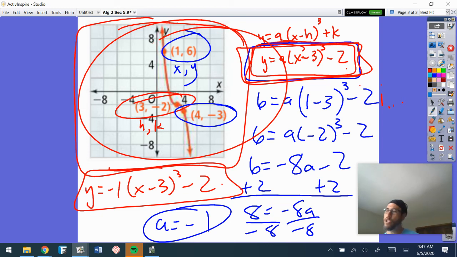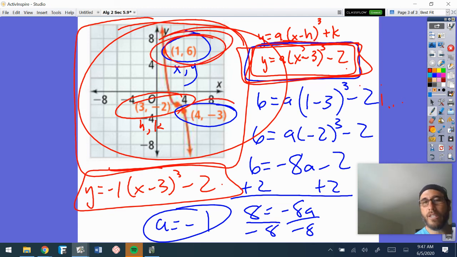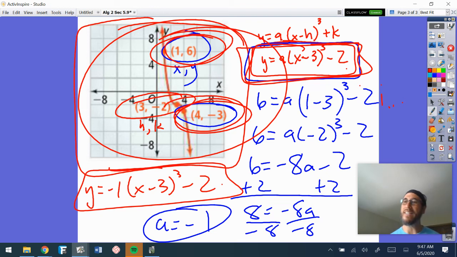What I would encourage you to do right now, do this problem over again, and instead of using this point, use this one. And you're going to get the same exact answer. And make sure you do it, okay? Because you're going to get more efficient and really good at this stuff.